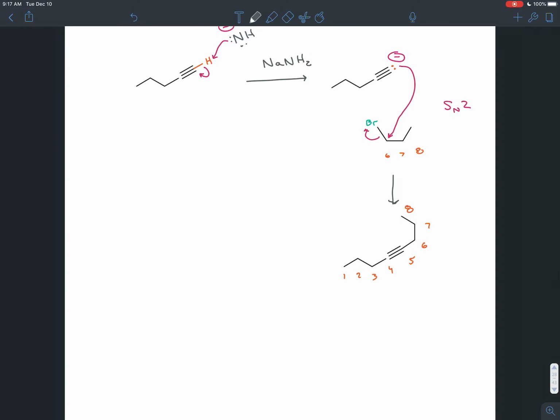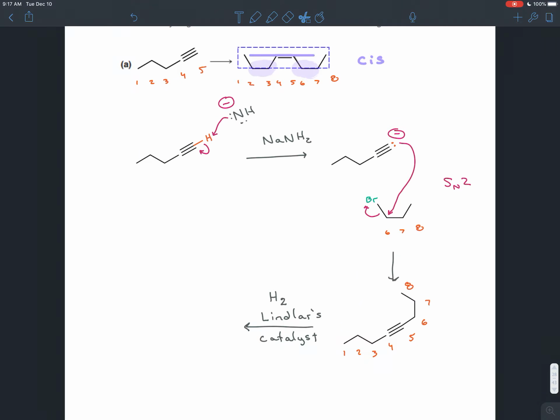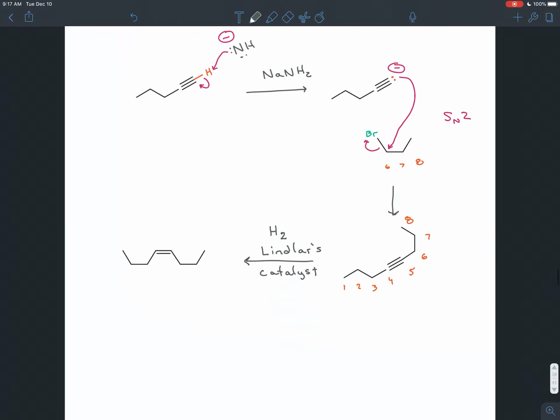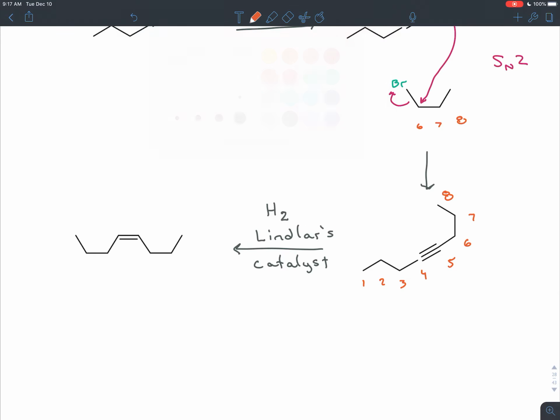So we want a cis alkene, and we only know one way to make a cis alkene. We can take this triple bond and bubble hydrogen gas through it and sprinkle in some Lindlar's catalyst. And that'll do it. That'll turn this alkyne into our alkene. So it will turn that alkyne with the triple bond between carbon 4 and 5 into this cis alkene with a cis double bond between carbon 4 and 5.